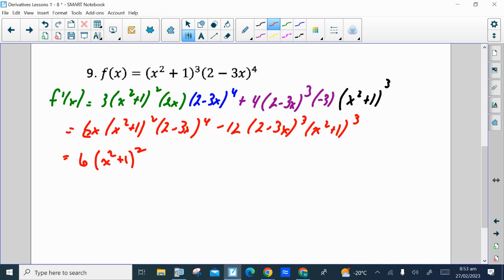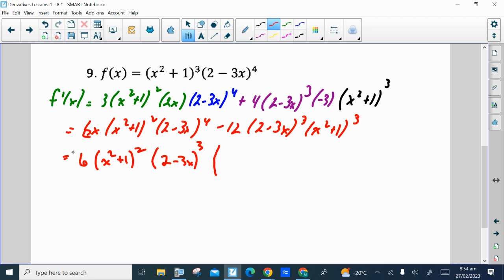Also, there is a common factor of 2 minus 3x here. And if we look at the two terms, the smallest power on 2 minus 3x is the one in the second term, which is the power 3. There's your greatest common factor. To get what's left, we divide each term by that common factor.